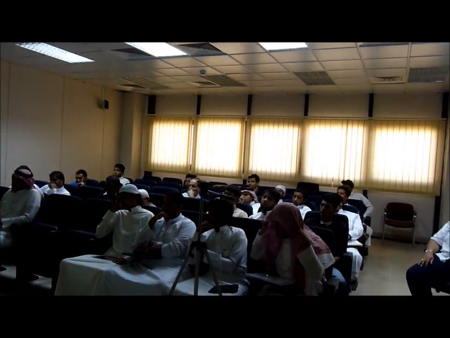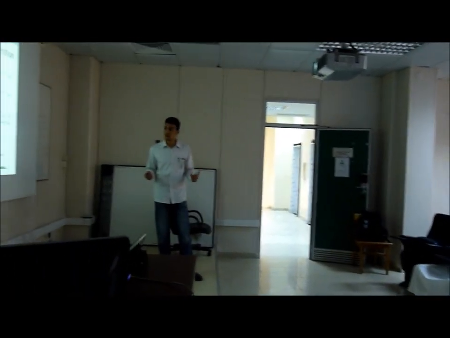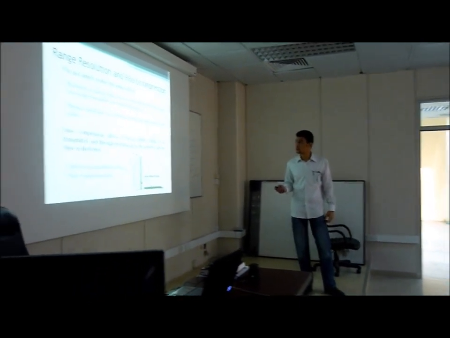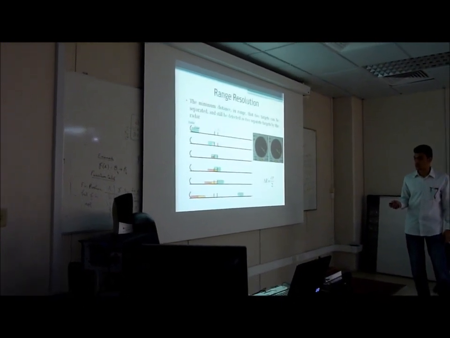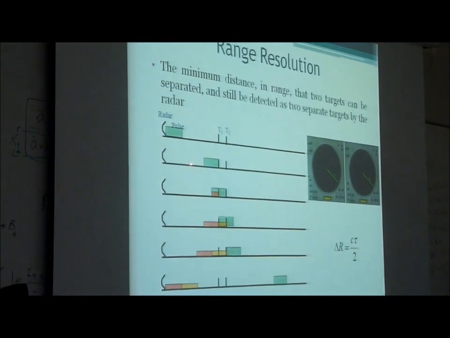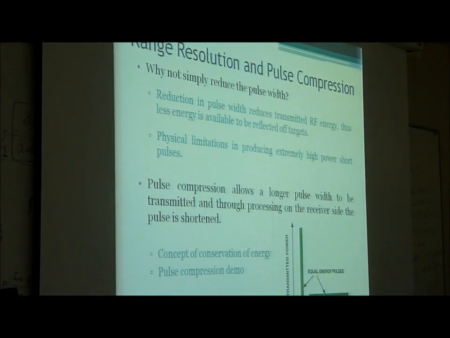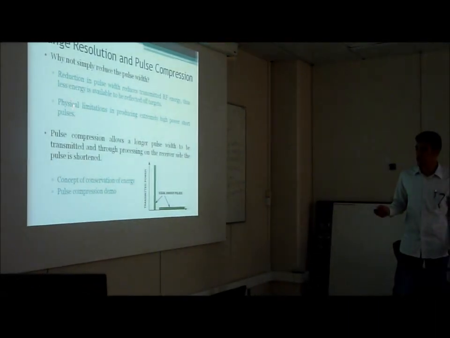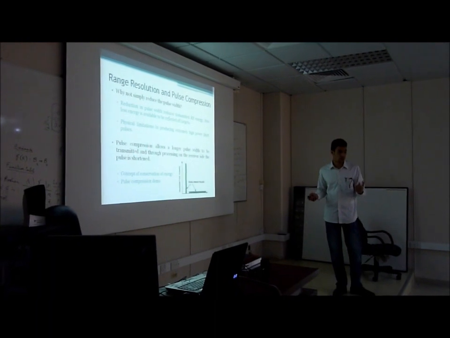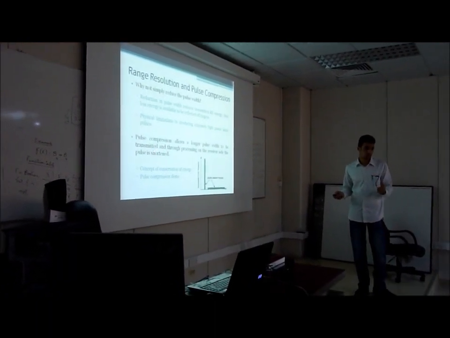There is a way, called pulse compression, to resolve this problem. There is a question of why we don't simply reduce the pulse width so we'll have a better resolution. Reducing the pulse width has many problems, because the reduction in pulse width reduces the RF energy. If you reduce this to maybe half of it, you'll have half the energy, so you won't have that much echo coming back while receiving. Also, there is the physical limitation of producing extremely high power pulses with narrow width.